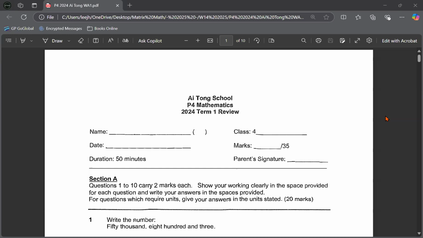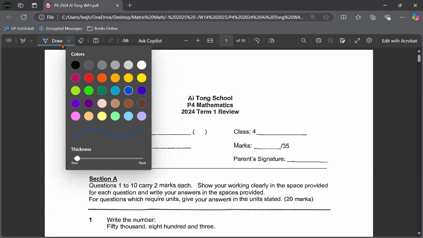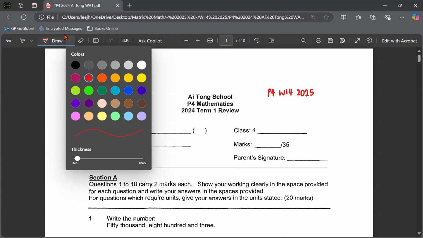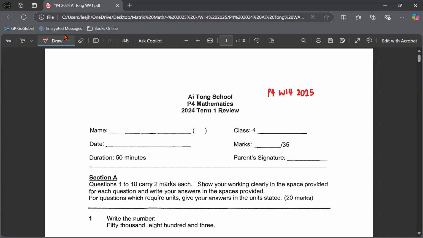P4 week 14, 2025 exam paper review. So I'm just going to write it here so that you know that it's actually for the review at week 14. Give me a while, I just write down. Adjust the thickness. Okay, so it's P4 for week 14, 2025. Okay, wait, it's too thick. Give me a while, a bit thinner. Okay. So this is the exam paper review.